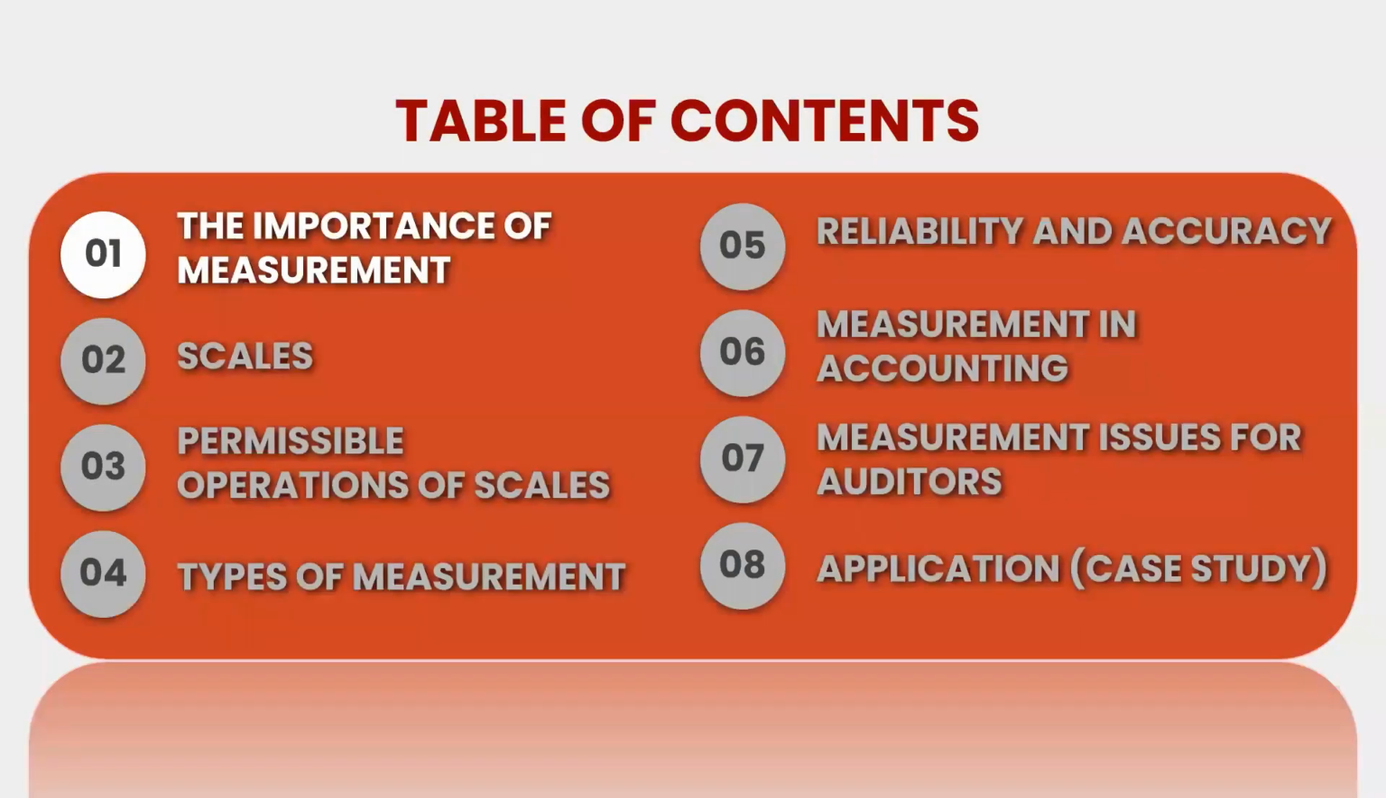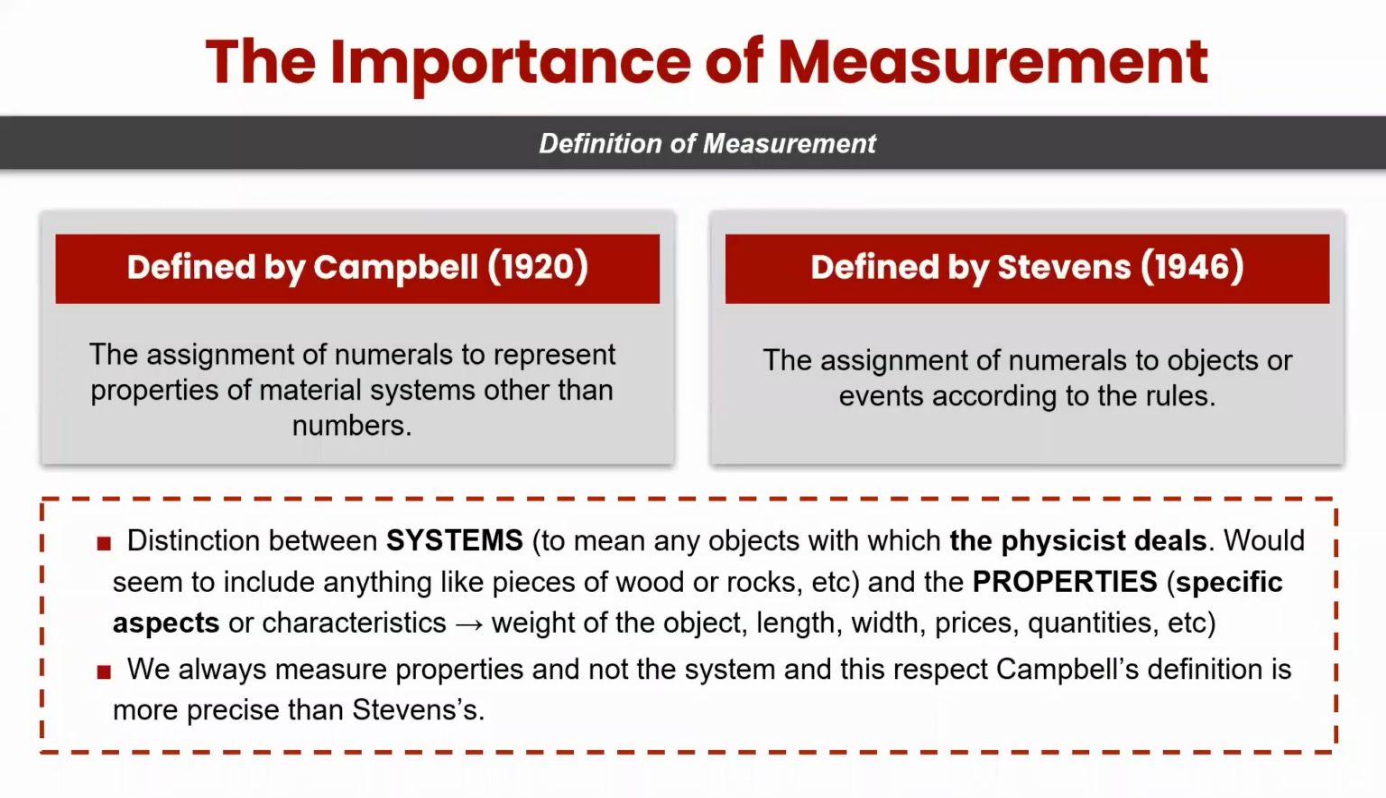The first topic is about the importance of measurement. Campbell defined measurement as the assignment of numerals to represent properties of material systems other than numbers, but Stevens referred to measurement as the assignment of numerals to objects or events according to rules.